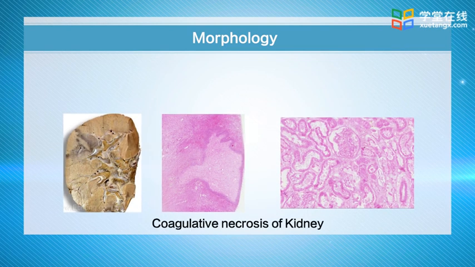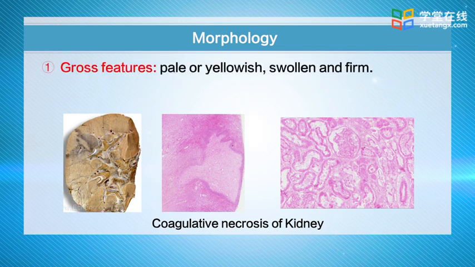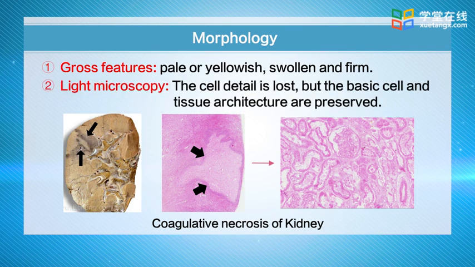Here, we have a coagulative necrosis of the kidney. You can see the wedge-shaped necrotic area. It is pale, swollen, and firm. The margin is defined by a dark red halo around the necrotic focus. That is hemorrhagic marginal zone. Under light microscope, the cell detail is lost, but the basic tissue architecture is preserved. We still can recognize the outlines of the renal tubules. This type of necrosis is frequently caused by lack of blood supply.